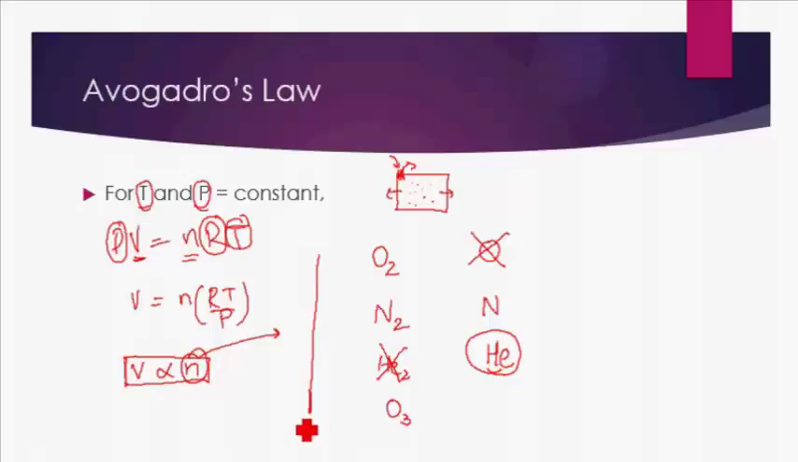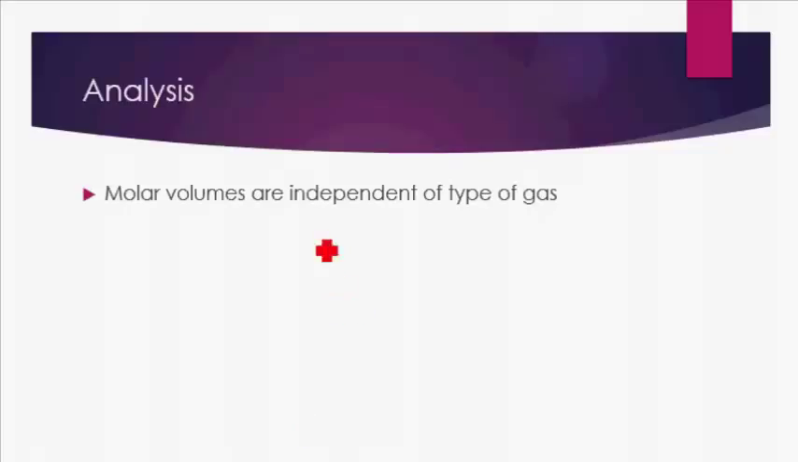So let's analyze this Avogadro's law once again in a little bit of detail. The first important thing that we can note here is that molar volumes are independent of type of gas. So first, what do I mean by molar volume? Molar volume means volume of 1 mole. It is represented by V with a subscript m, so Vm is the symbol generally used for molar volume. It is basically equal to volume divided by n.